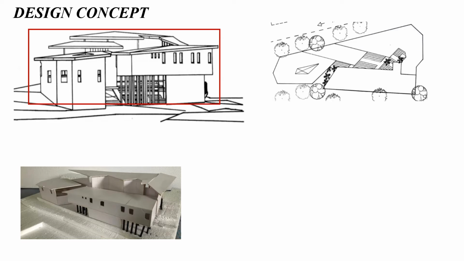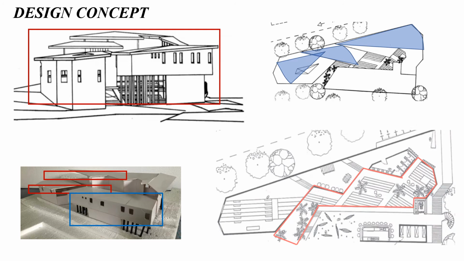The form of the building is inspired by a folding method that creates triangles. The triangulated elements give the building a unique characteristic, which also allows an opening for the courtyard and the roof.